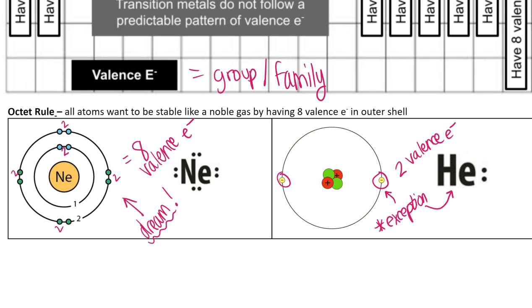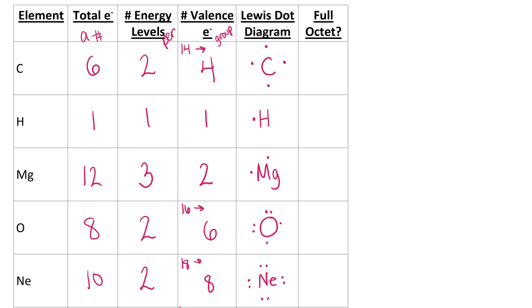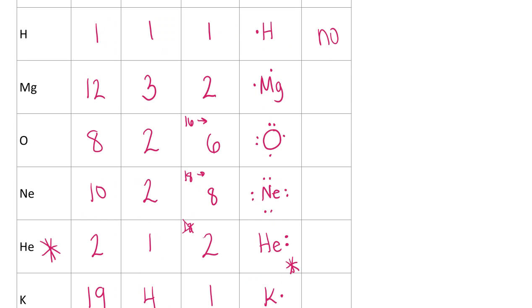So let's flip back a page and let's identify whether these elements have a full octet or not. Okay, so carbon, I see 4 dots. It has 4 valence electrons. It does not have a full octet. It would like it, but doesn't have it. Helium only has 1 valence electron. That's not an octet. Okay. Magnesium has 2 valence electrons, 2 dots, not a full octet. Oxygen only has 6. It's close, but that's not 8. So no, there's not a full octet there.